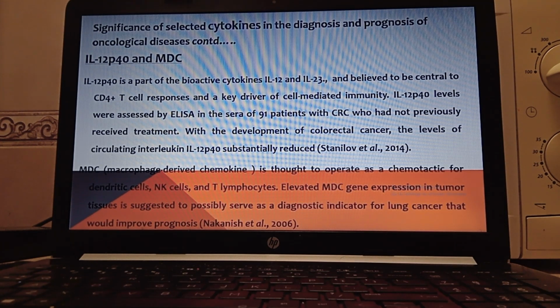MDC, macrophage-derived chemokine, is thought to operate as a chemotactic for dendritic cells, natural killer cells, and T lymphocytes. Elevated MDC gene expression in tumor tissues is suggested to possibly serve as a diagnostic indicator for lung cancer that would improve prognosis.